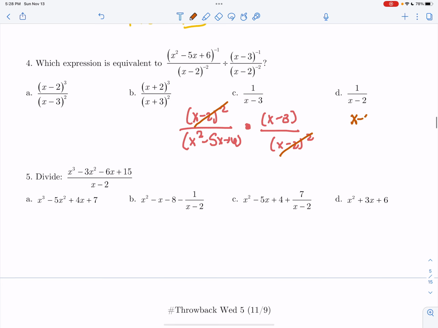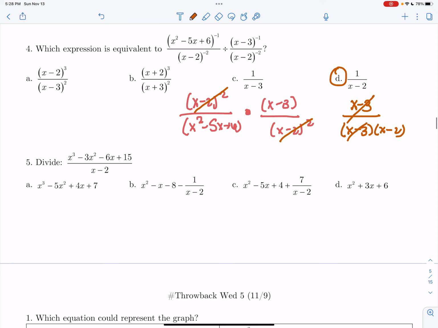So you're left with x minus 3 on top, and then if you factor out the x squared minus 5x plus 6, you're left with x minus 3 and x minus 2. The x minus 3's will cancel out, so you're just left with 1 over x minus 2.